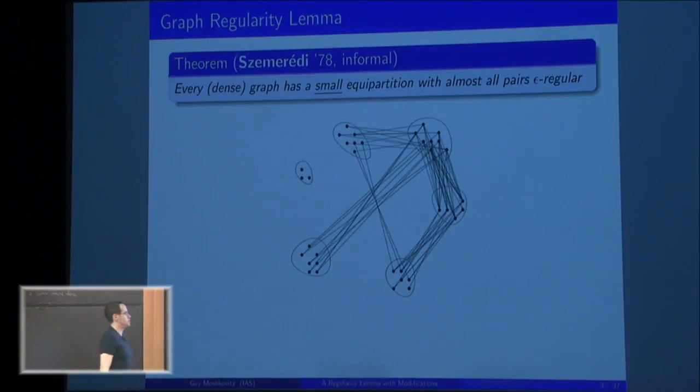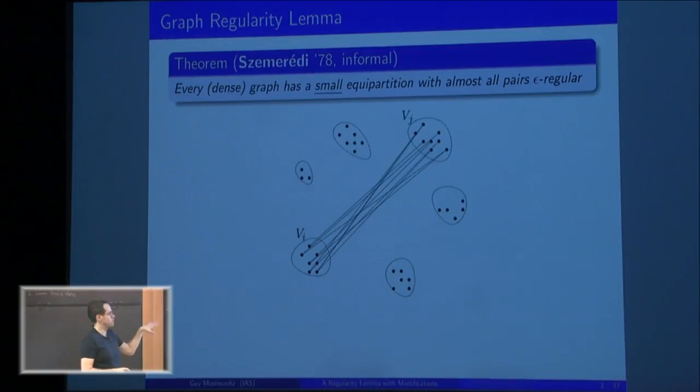So what do I mean? Basically, whatever graph you are given, you can cluster the vertices in some way, so that if you take a look at almost any pair Vi, Vj of clusters, the induced bipartite graph between those two clusters behaves like a random graph. So it's very easy, what's going on there.